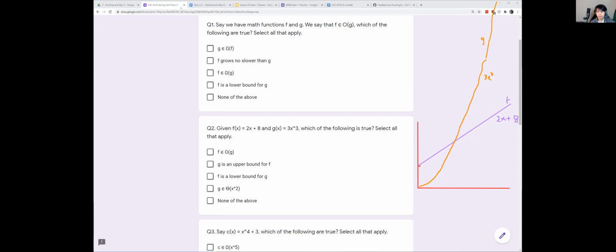So we can definitely say that f is in O of g, because that's what the definition of f is in O of g means. And we can also say that f will be a lower bound for g based on that same logic.